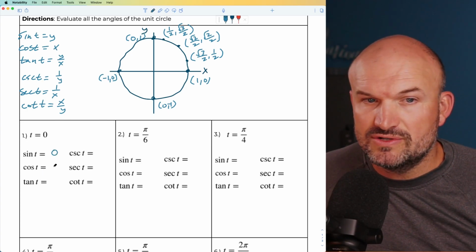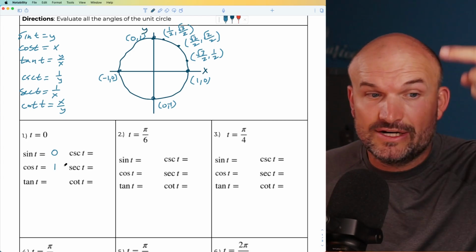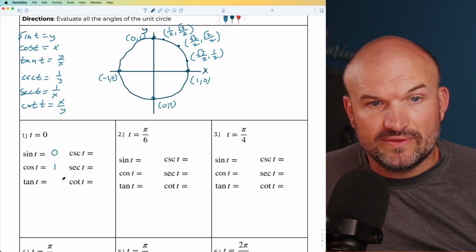That's going to be 0. Cosine is the x coordinate, which is 1. Tangent is going to be y over x. That's going to be 0 over 1. So therefore, that is going to be 0.